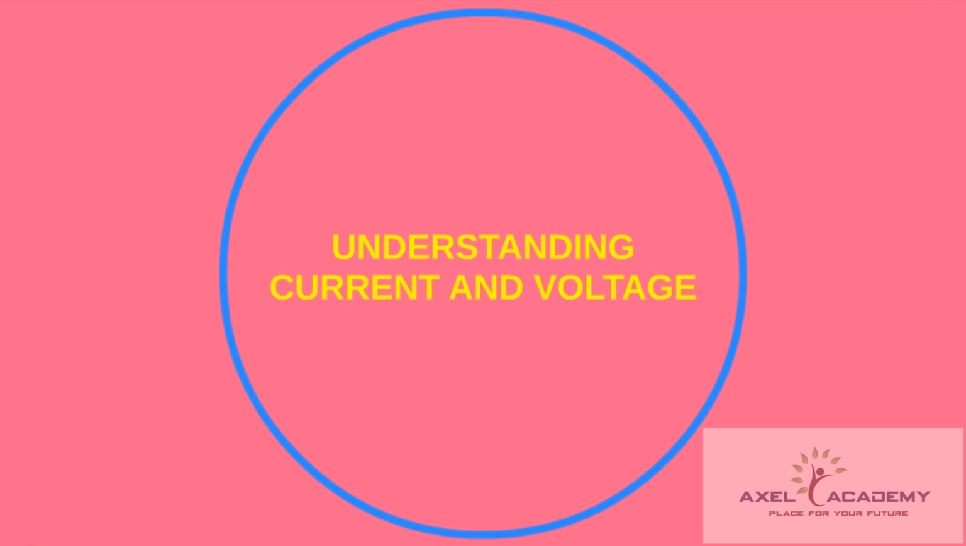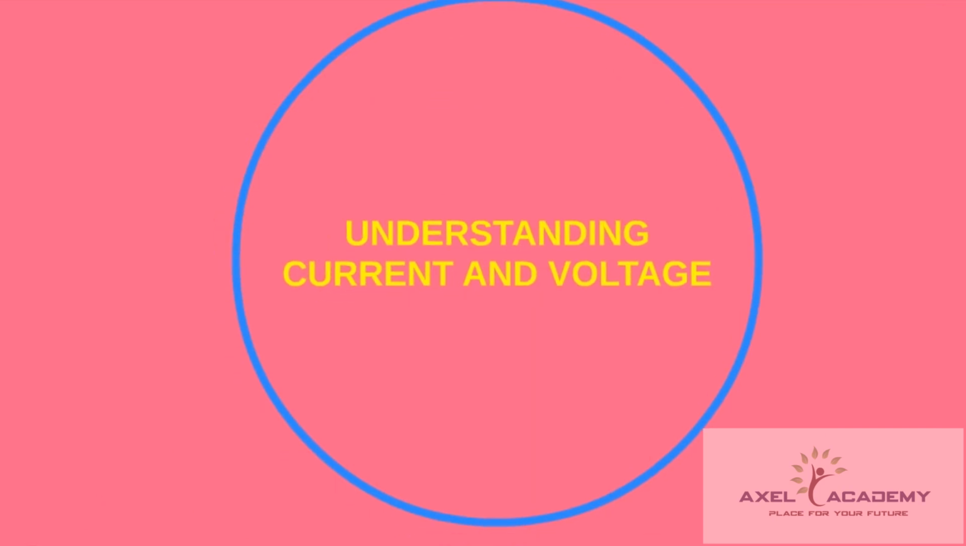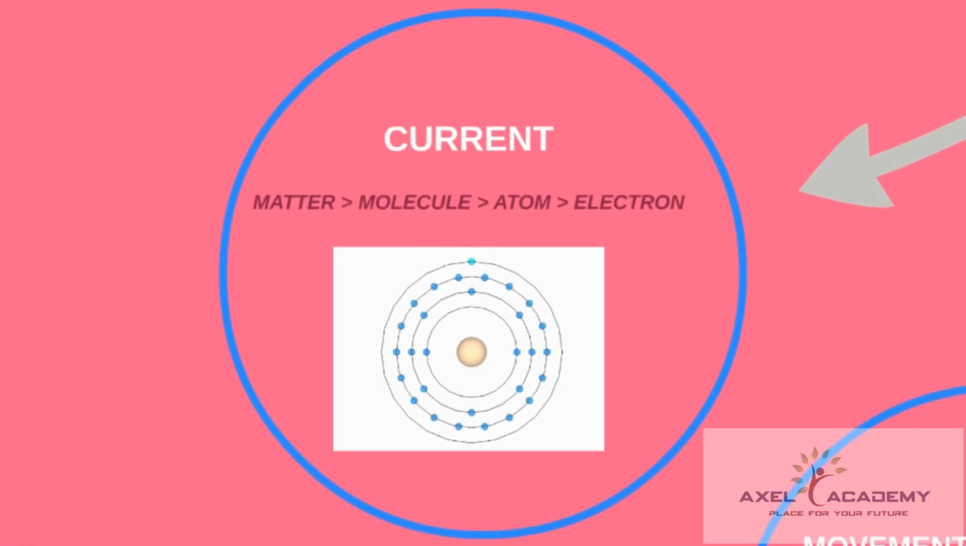Let us understand the difference between current and voltage in a simple way. Let's begin with the basics. What is current? Flow of electrons. Now, what is an electron?